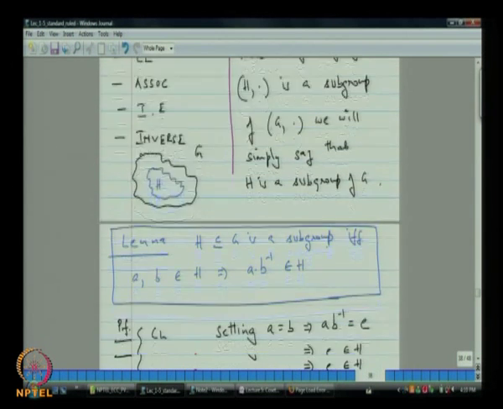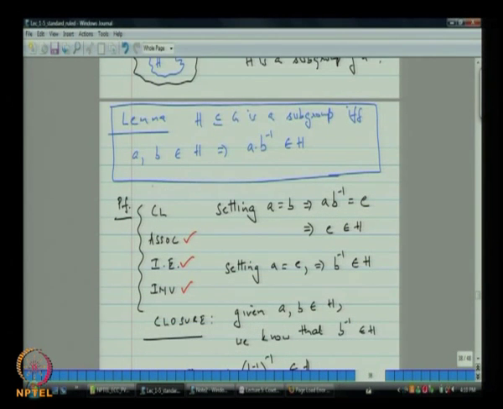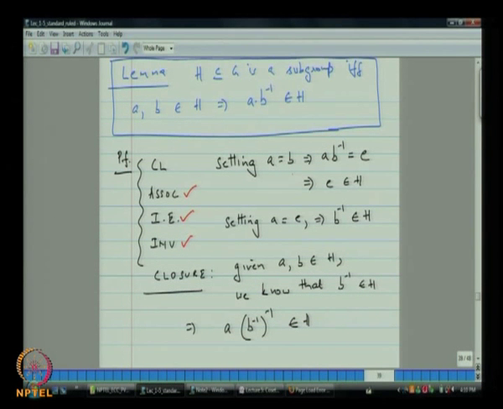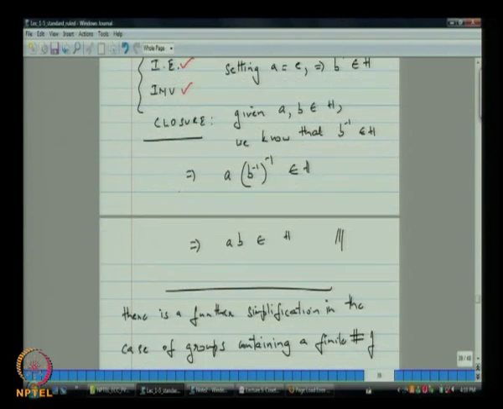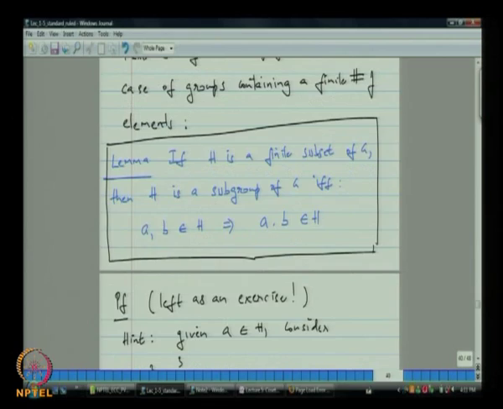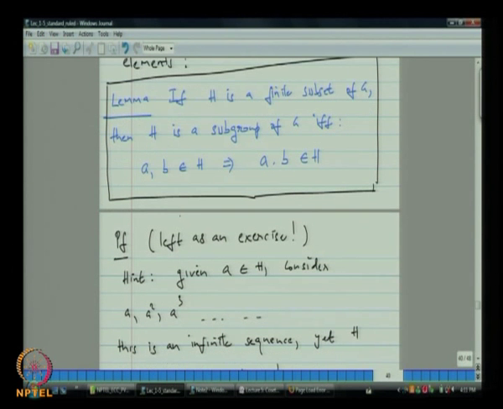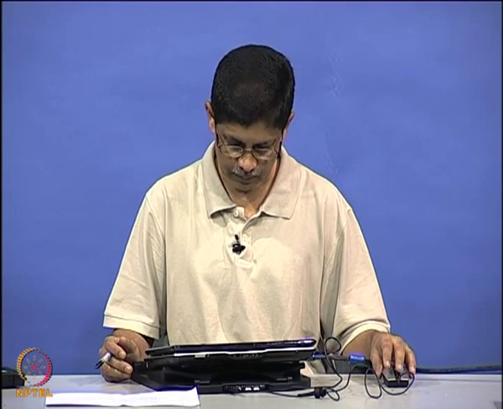Testing for a subgroup, you can test brute force by checking all the axioms, but instead there is a simplified test in which you just check that if a, b are elements in H, then a b inverse is in H. We proved this by showing that it was equivalent to testing all the axioms. This further reduces, in the case of a finite subgroup, to just testing for closure, namely that if a and b are in H, their product is also in H. It simplifies to that in this case.